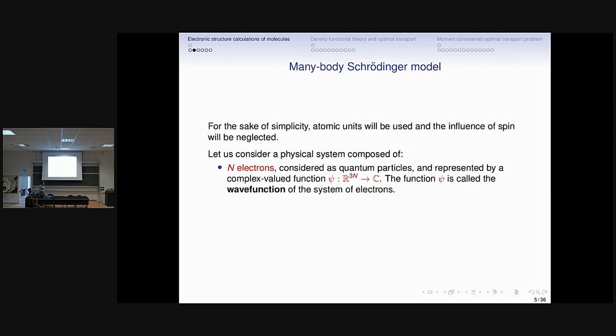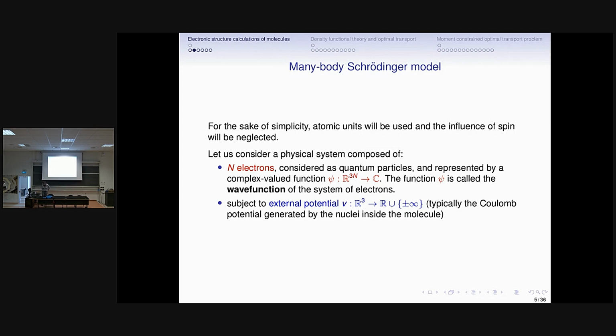In addition, we are going to assume that these n electrons are subject to some external potential. This external potential may stem from the nuclei inside the molecule, or from other types of external interactions like lasers or things like this. And this external potential will be denoted by V, and will be a function defined on R^3 with values in R plus infinity in general.